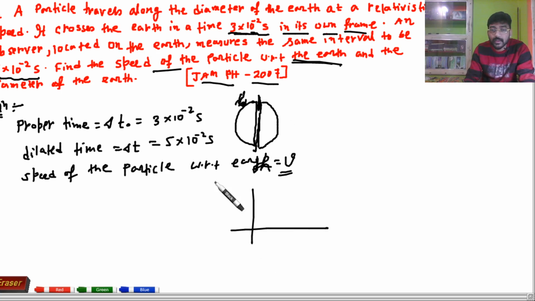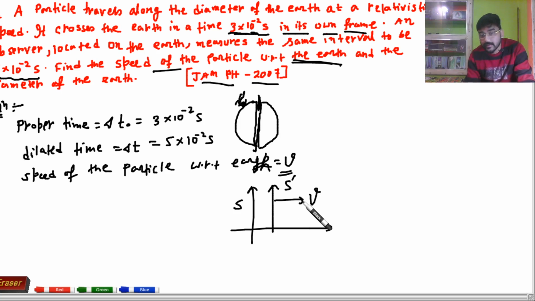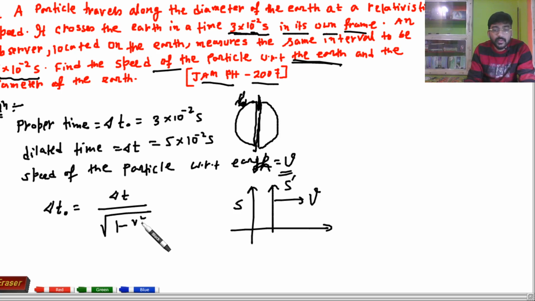Suppose this is a frame S which is attached to the observer, and this is the frame S dash which is attached to the particle, and this S dash is moving with velocity v. So the particle is moving with velocity v. The velocity of S dash frame with respect to S is v. And in this kind of situation, we have the relation between delta T and delta T naught.